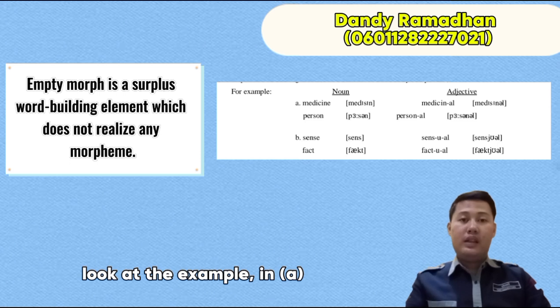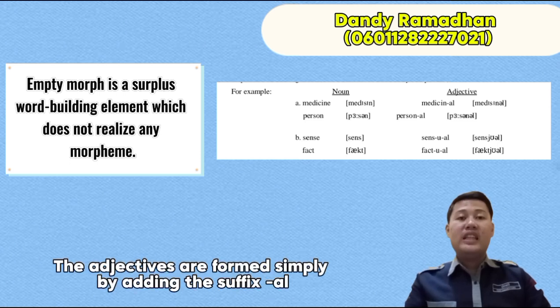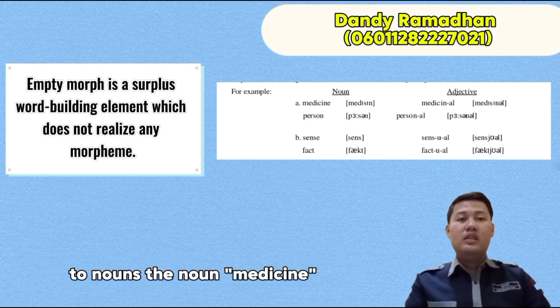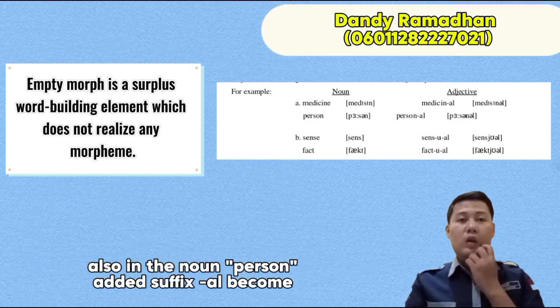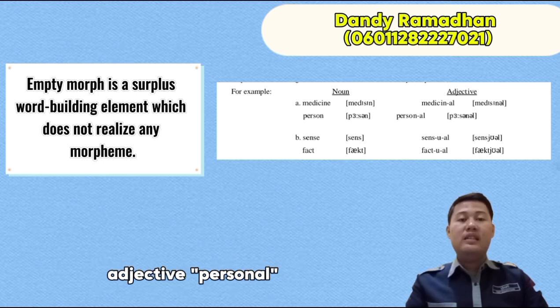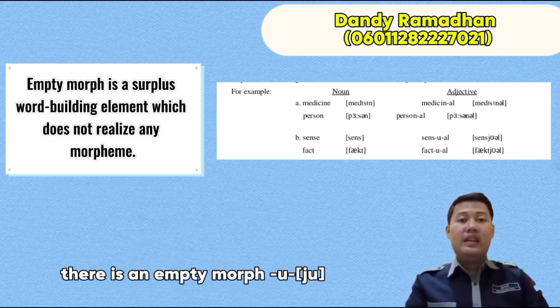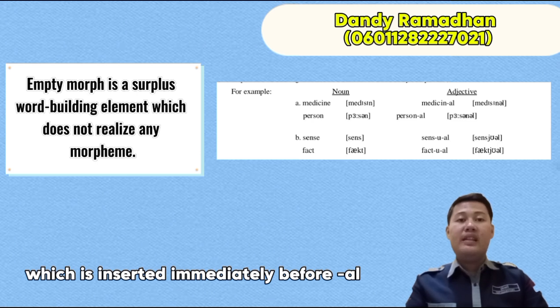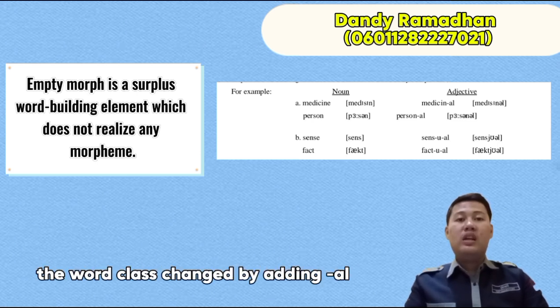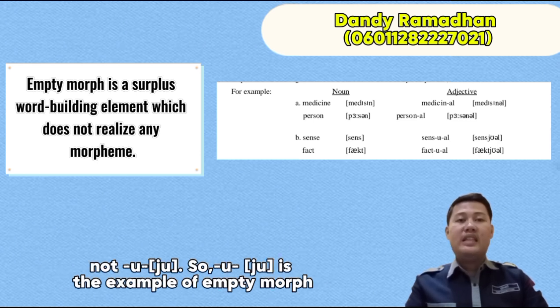Look at the example. In A, the adjectives are formed simply by adding the suffix "al" to nouns. The noun medicine and its suffix "al" become the adjective medicinal. Also the noun person, add its suffix "al" to become the adjective personal. In B, however, there is an empty morph "u" that does not represent any morpheme which is inserted immediately before "al." The word class changed by adding "al," not "u." So, "u" is an example of an empty morph.